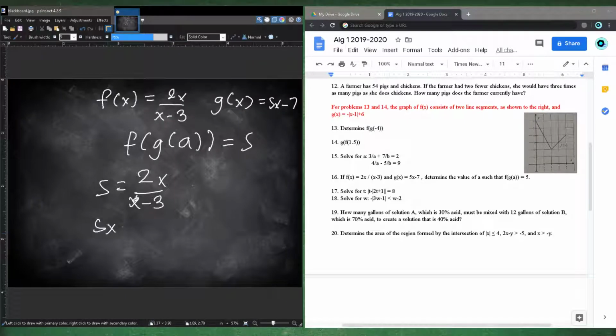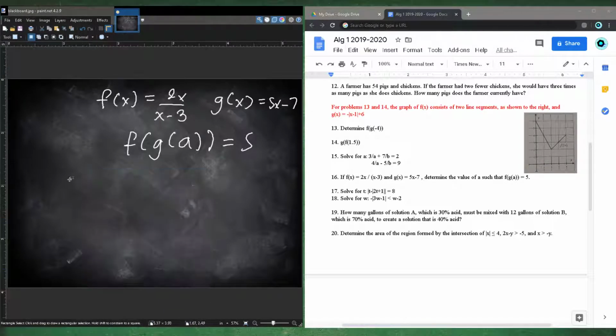So that'd be 5x minus 15, right? So 5 times x, 5 times negative 3 is 5x minus 15. And then put the 2x, and then 3x, right? And then move 15 to the other side because I like to keep the variable positive. So x is equal to 5. Okay, so we got x is equal to 5.